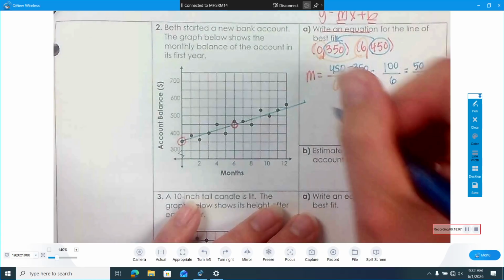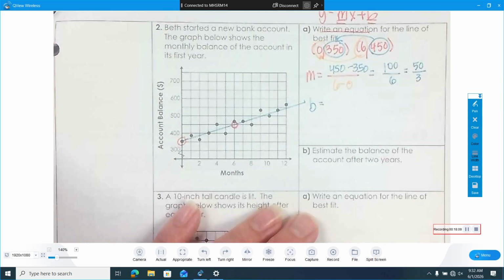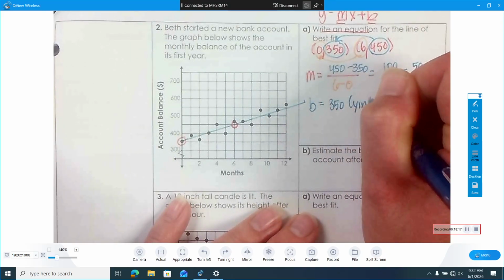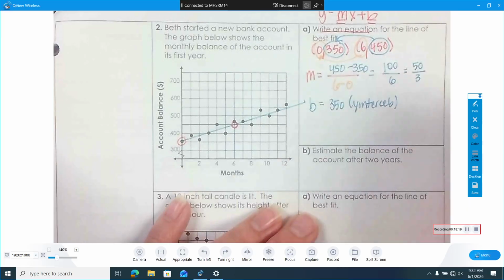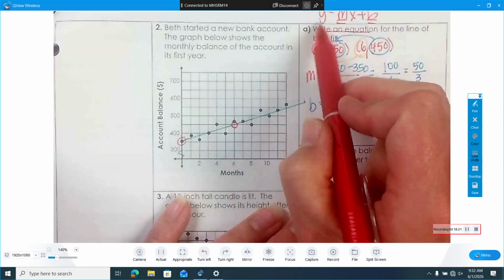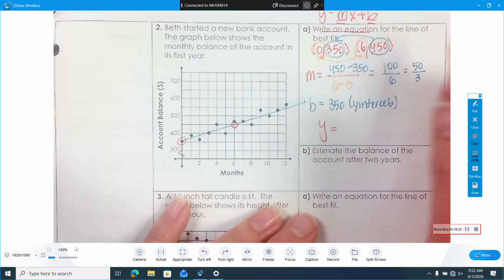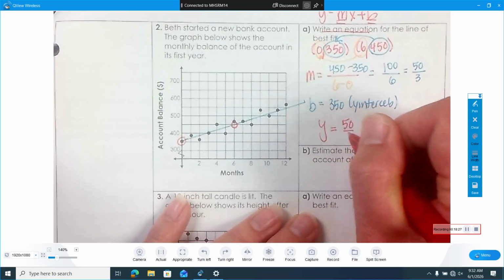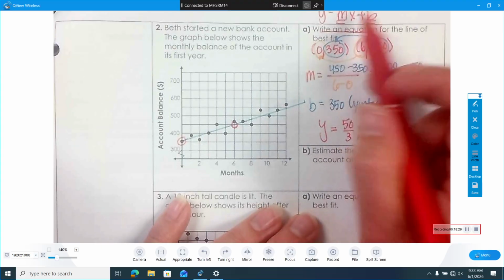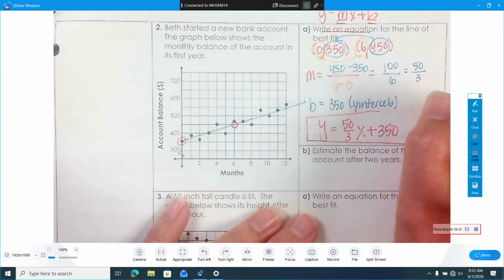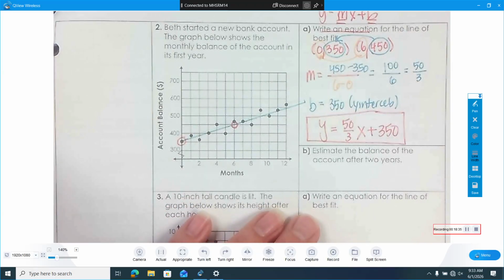And what is my b? Where's my beginning point on my graph? 350. That is the y-intercept. All right, and so I can write my equation. Y equals mx plus b. My m was 50 over 3. Don't forget your x plus my y-intercept. So that's my equation that I can use.